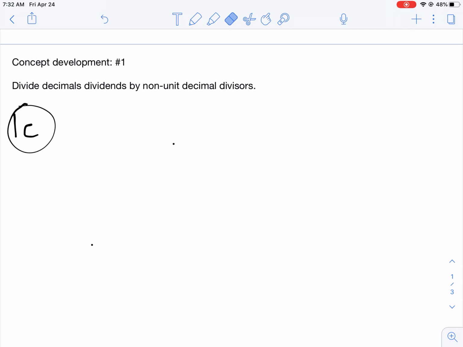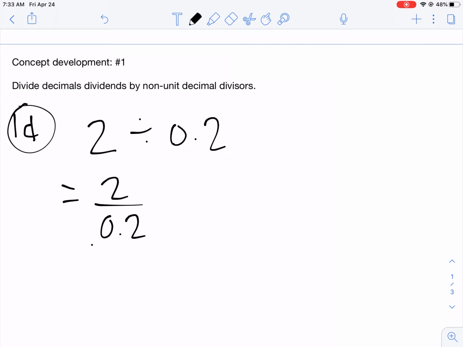One more. We're going to do 1D, which is 2 divided by 2/10, and you're going to do this one all by yourself. Pause the video, and when you are done, unpause the video to check your answer. Go ahead and do this one by yourself. All right, here we go. Rewriting this as a fraction, 2 over 2/10. We multiply the top and the bottom by 10 over 10, which is 1. It doesn't change its value. And we get 20 over 2. 2 goes into 20 10 times.